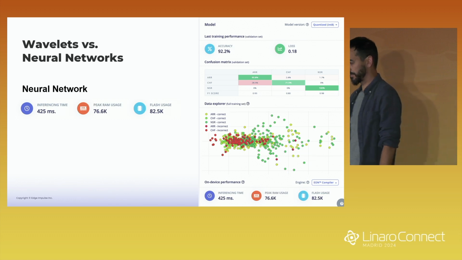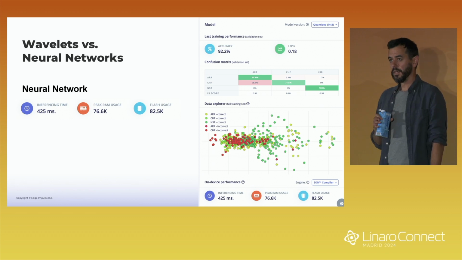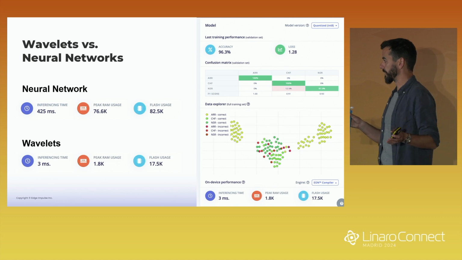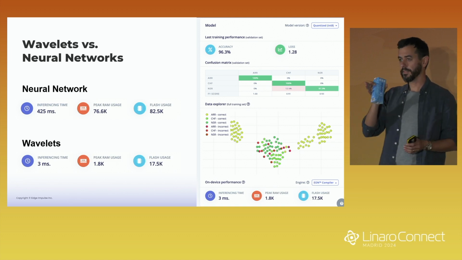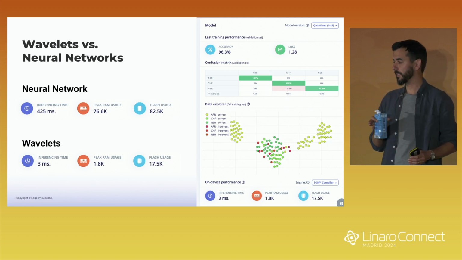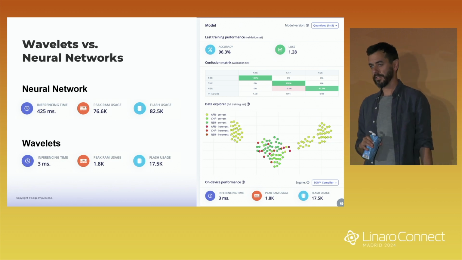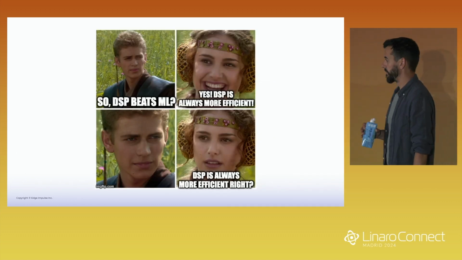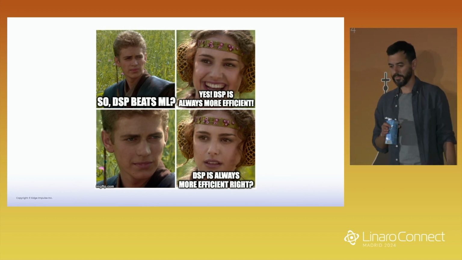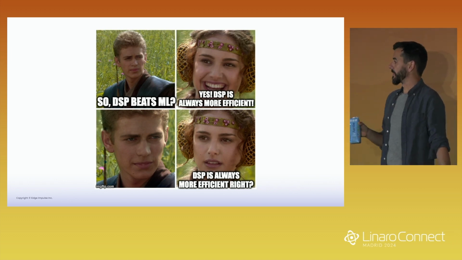Same with wavelets versus neural networks. Wavelets are basically a specialized algorithm similar to FFT. But a neural network will get us very good results too. But this is the difference that we get: peak RAM usage on the neural network, 76 kilobytes. With our wavelets approach, which is DSP before it goes to the neural network, it is 1.8 kilobytes. Now, DSP beats ML every time in this kind of computation, especially on FFTs and signal processing and all. So we always use DSP.